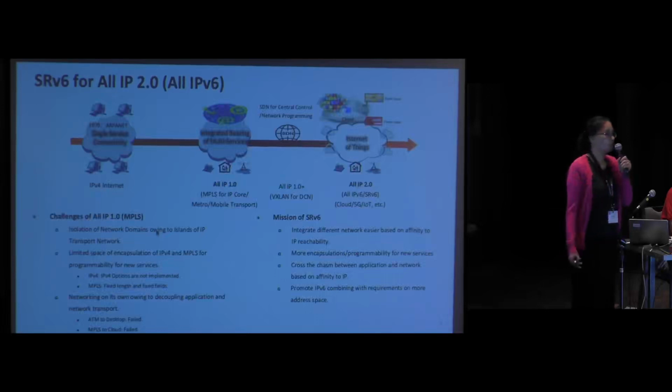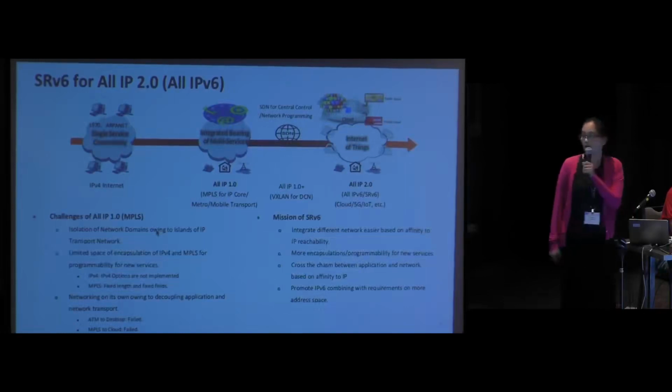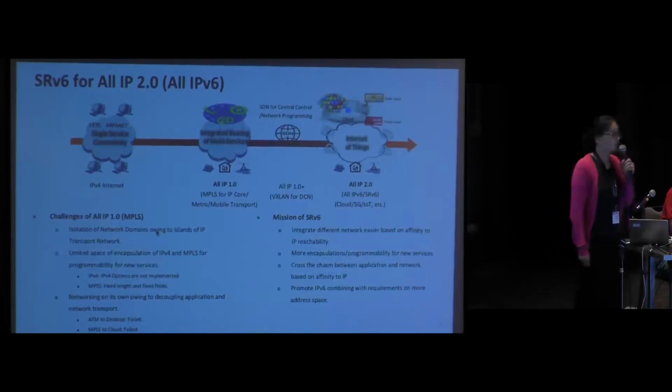First, it is based on IPv6, so it has the affinity to IP. So it could be much easier to integrate the network domains. And also it has programmability. So it has programmable fields, so you could convey more information from the applications to the network. In that case, you could integrate the application and the network, and make them work together.